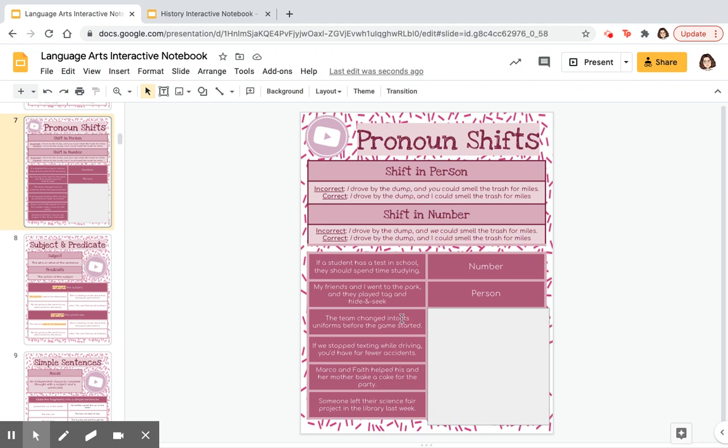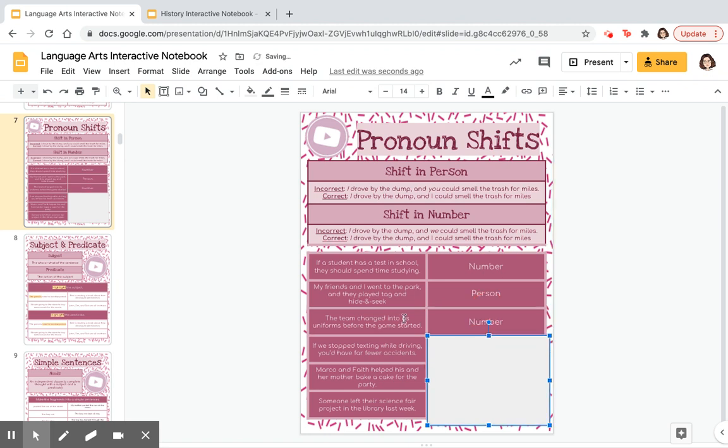The team changed its uniforms before the game started. It's an incorrect shift in number because its is singular, but a team is more than one person. So, the team changed into their uniforms before the game started.